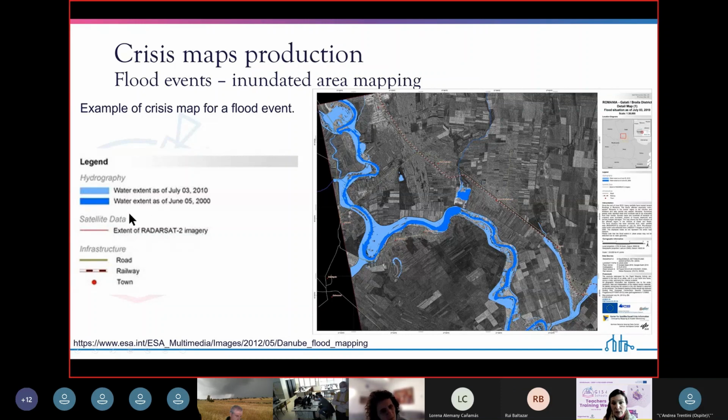In this case, you see that the water extent was collected with radar imagery. So this is not performed with optical imagery, which is what I anticipated, the fact that we are going to explore only a part of the possible processing which is done for floods, because the other part could not be treated in this course.